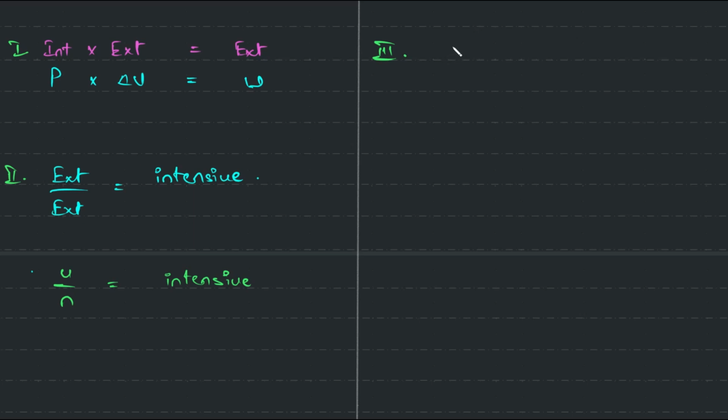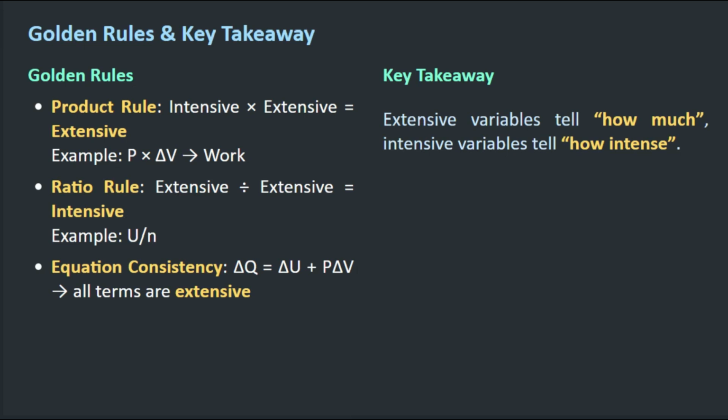Whenever you have to equate, you have to equate extensive, extensive, and extensive. So this is your equation consistency. Your equation has to be consistent. It has to be extensive, extensive, plus or minus extensive. So this is one more thing that you have to remember. These are the three results that you need to keep in mind.